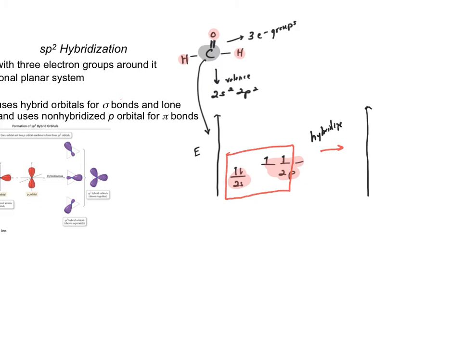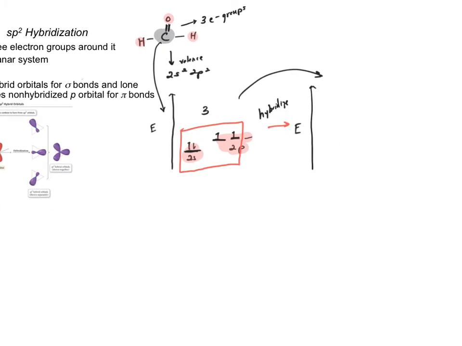And so we draw our new hybrid orbitals. If we're just taking one, two, three orbitals in, and leaving one to stay as its normal atomic orbital, then we're going to get three hybrid orbitals out, right? So we have one, two, three.